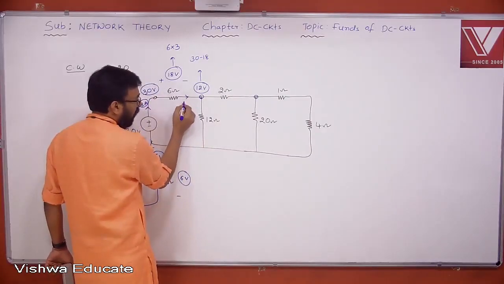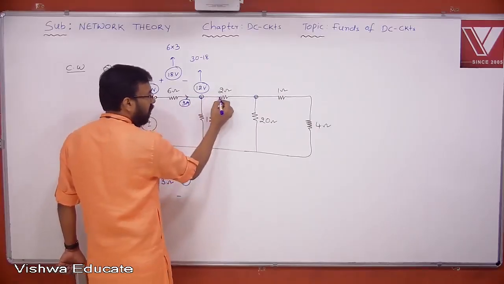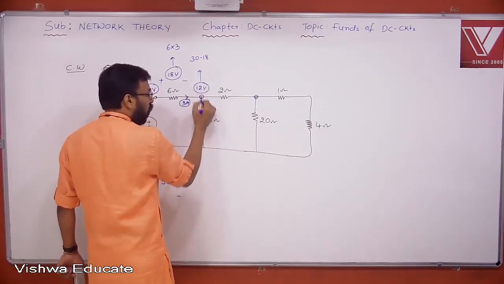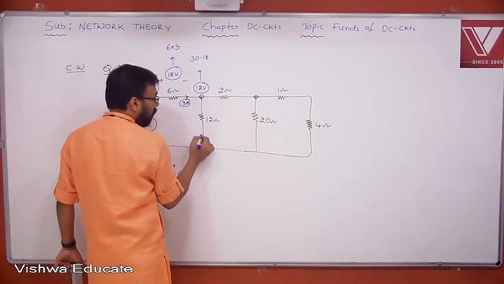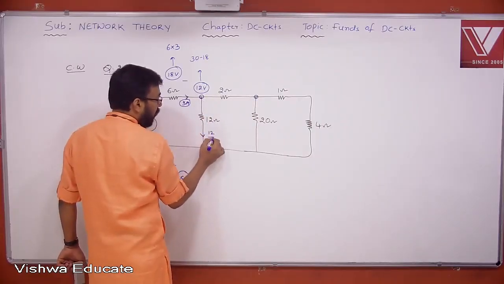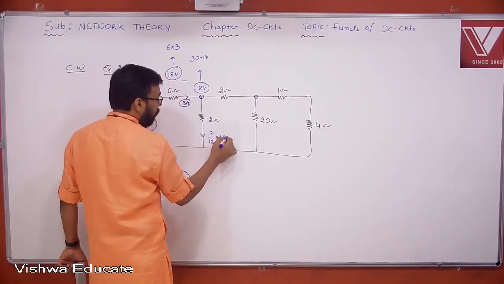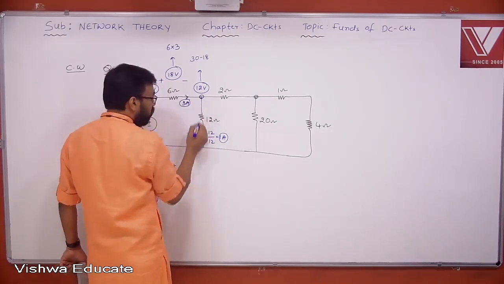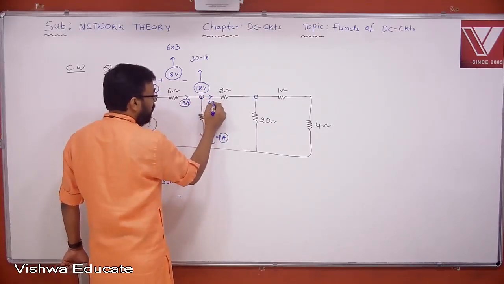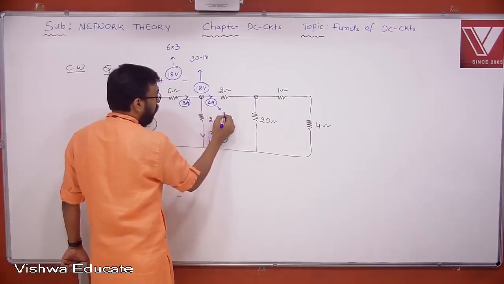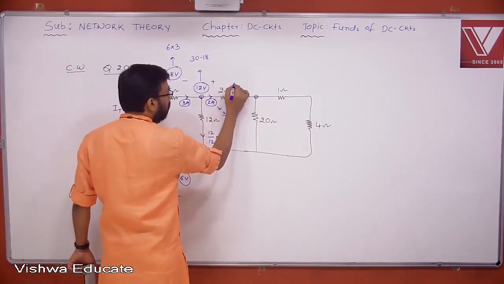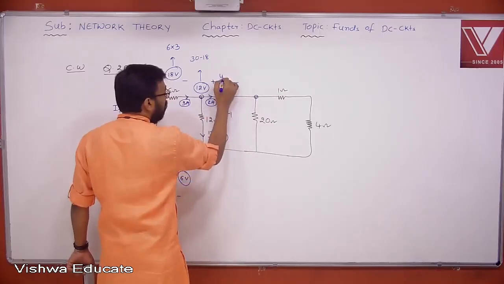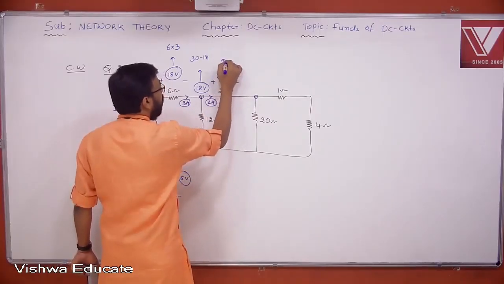How much current is flowing here? 3 amperes. If you know current here, you can find the current here. But to find the current here, you already know the voltage across 12, because this is 0, this is 12. Then the voltage across this one is 12. Therefore, 12 by 12 will give you 1 ampere. 3 minus 1, 2 ampere, according to KCL. I am writing all the details. 2 into 2. Definitely polarity is plus minus because of the current direction. 4 volts. Let me write once again.